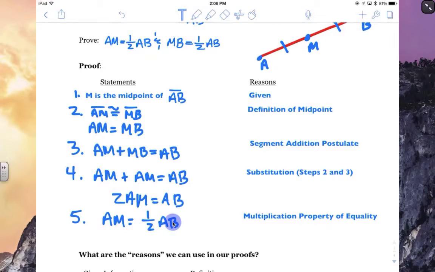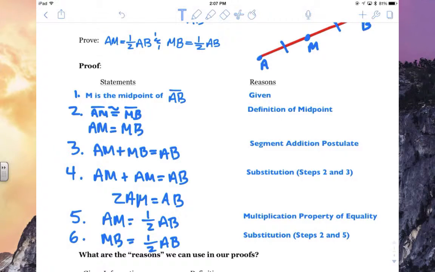And last but not least, if we know that the length of segment AM is equal to 1/2 the length of segment AB, and from step number 2, we know that the length of segment AM is equal to the length of segment MB, a little substitution right in here will yield us the statement that the length of segment MB is also 1/2 the length of segment AB, which is the other part of the conclusion that we were trying to prove. And this is using substitution, now referencing step 2 and step 5. So definitely helpful to reference that in this reason section.